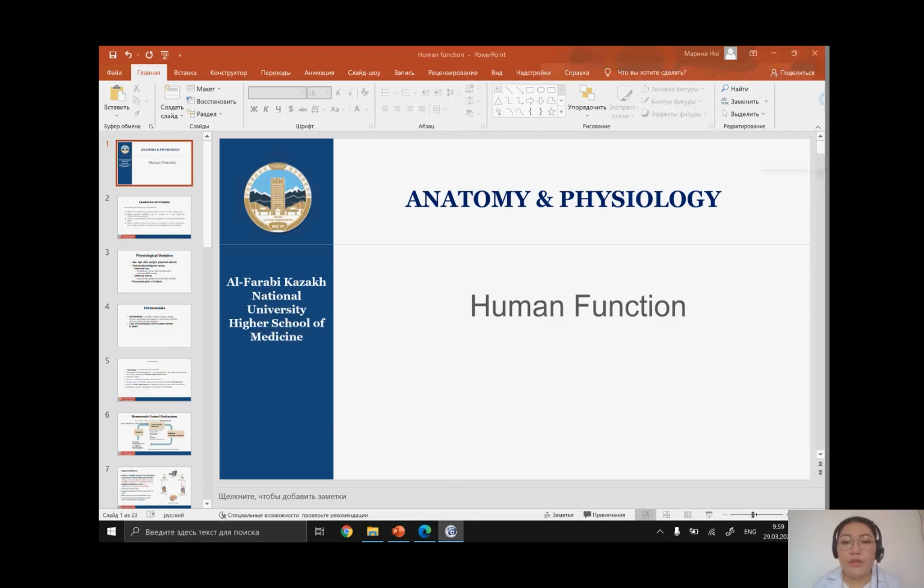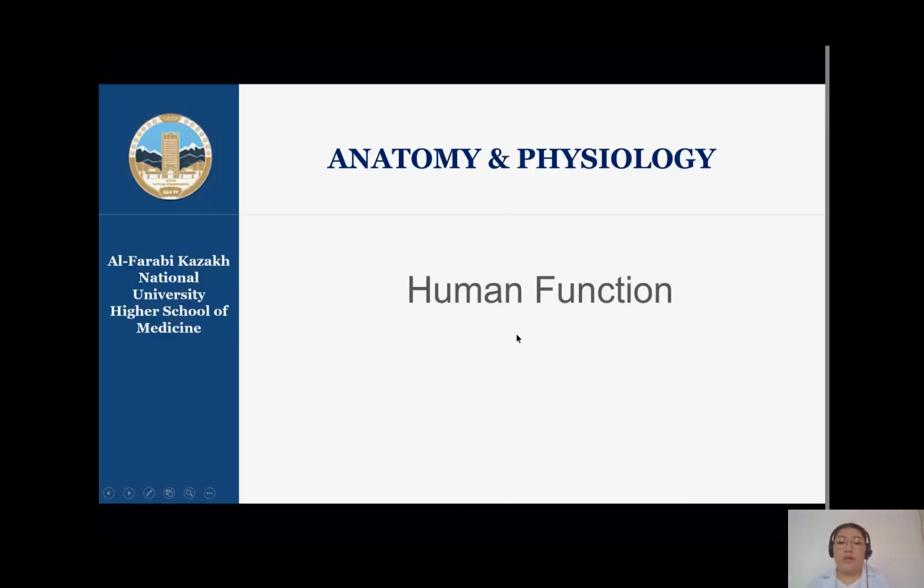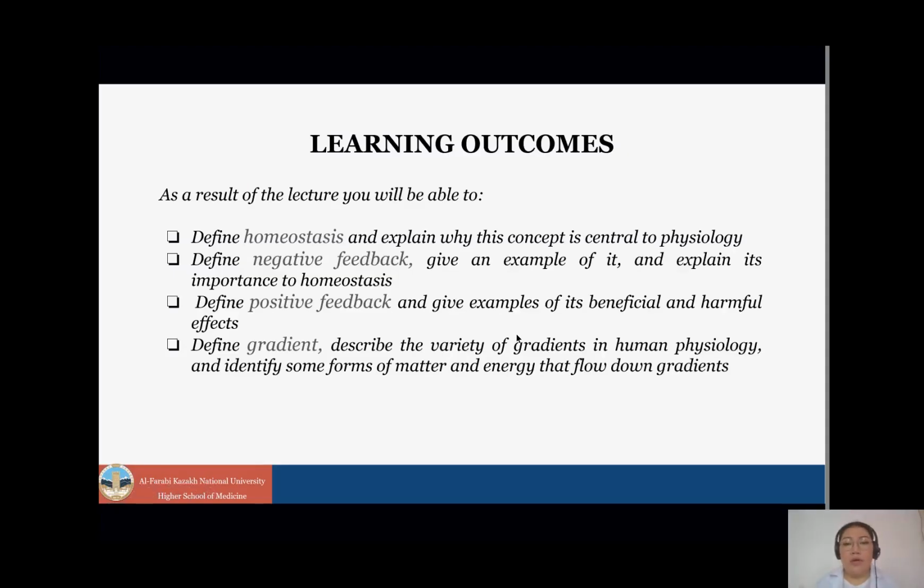Okay, so let me share my screen. So, the human function. Our learning outcomes for today: as a result of this lecture, I hope you will have the ability to discuss it with your teachers.